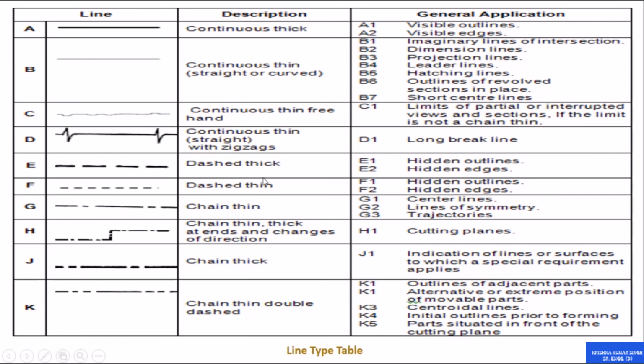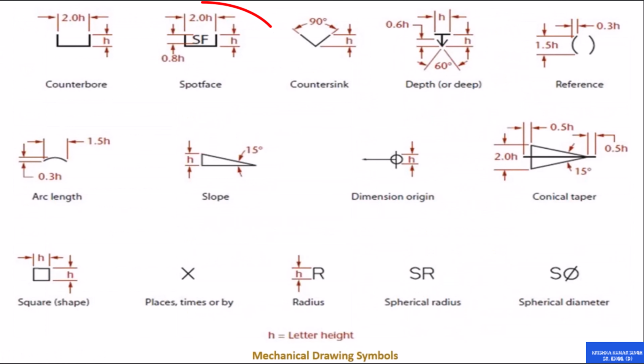Now this is the symbol. As I said, these kinds of symbols represent the counterbore. This is used for the spot face. This symbol is used for the countersink, and this is used to outwardly present the depth of something, some character, and this is used to represent the reference dimension.